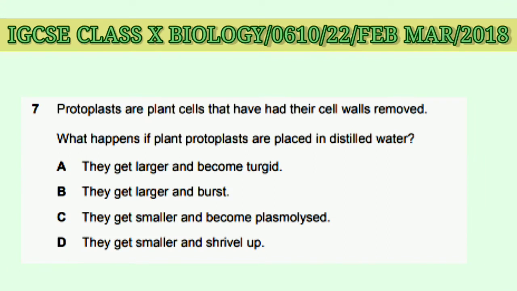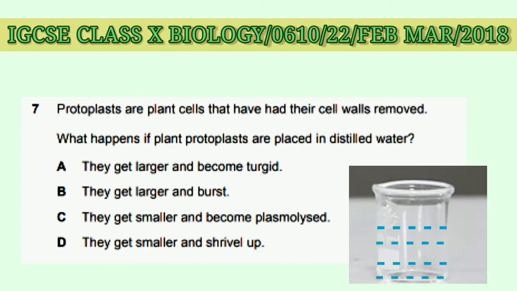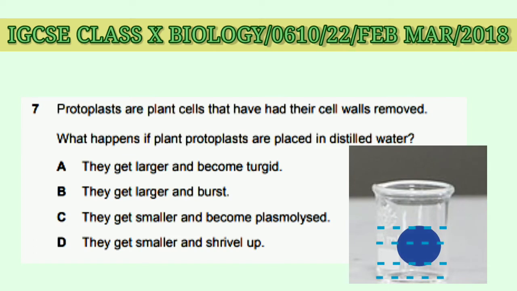Seventh question. Protoplast are plant cells that have had their cell walls removed. What happens if plant protoplast are placed in distilled water? Since cell wall is removed, outer covering of protoplast is cell membrane or plasma membrane, which is semi-permeable membrane, and it will allow osmosis to take place. That means water will move from its higher concentration to lower concentration. Water concentration inside the cell is less compared to water concentration outside the cell. So water will move through semi-permeable membrane or cell membrane inside the cell.